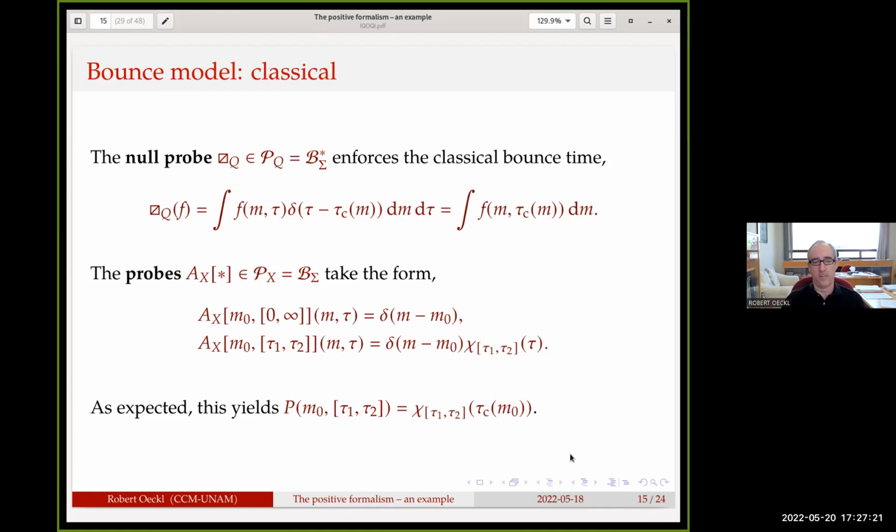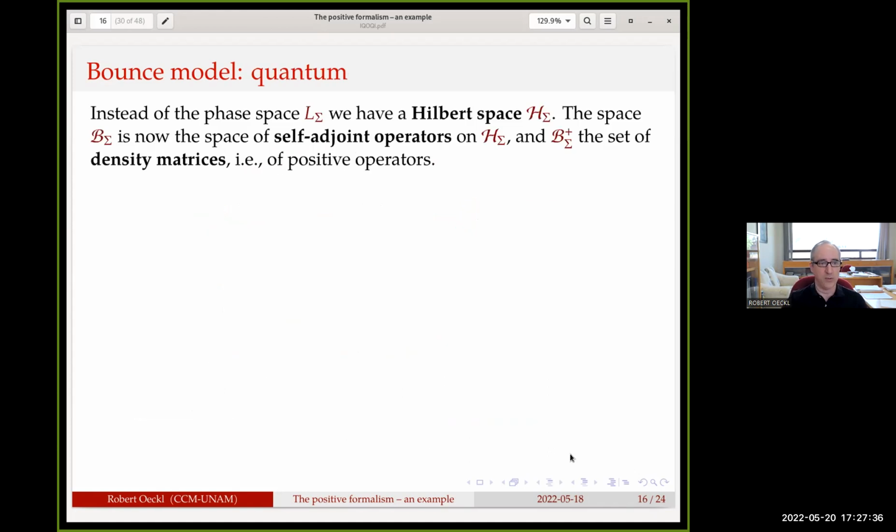Now, of course, what we want is to think about the situation where the interior region, there's no classical solution there, and indeed it has to be described by quantum theory. So we come to this situation now. In that case, of course, instead of the classical phase space, we have a Hilbert space of states on this hypersurface, which mediates between these two regions. And then the space of self-adjoint operators on the Hilbert space is the space of mixed states that we associate with sigma. And so this is the partially ordered vector space that we need. And of course, the density matrices are the positive operators in this space, so the positive elements in this partially ordered vector space.